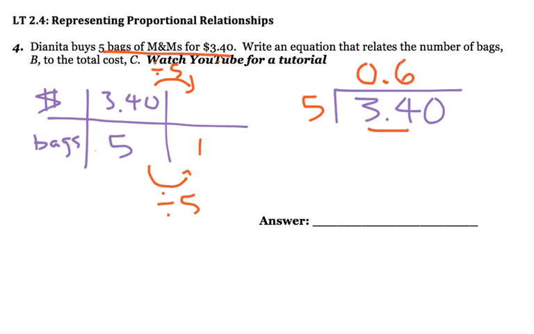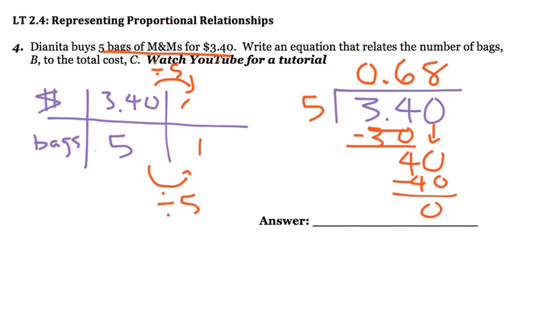So I'm going to do 5 times 6. 5 times 6 is 30. And I subtract that, and I'm left with 4. I'm going to bring down the 0. And now 5 goes into 40 8 times, because 5 times 8 is exactly 40. And that leaves me with 0 remainder. So I know that one bag costs 68 cents.